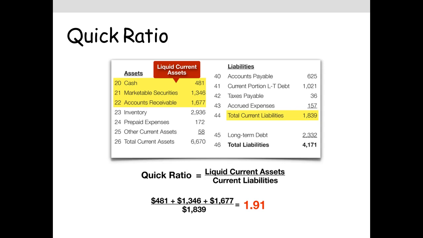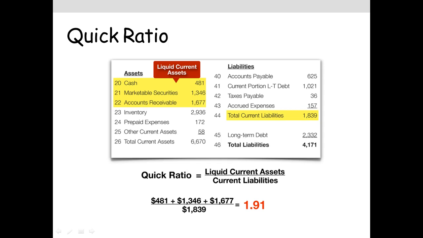Okay, within 3 months or 90 days, if we can transfer into cash, which we can, this means liquid current assets or quick assets. These include cash, marketable securities, and accounts receivable. For liabilities, same thing, total current liabilities.